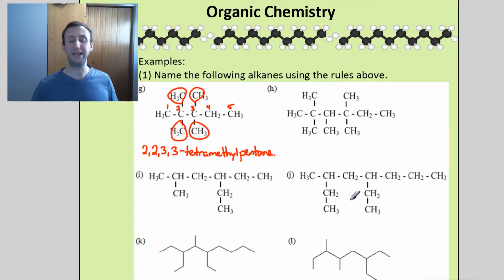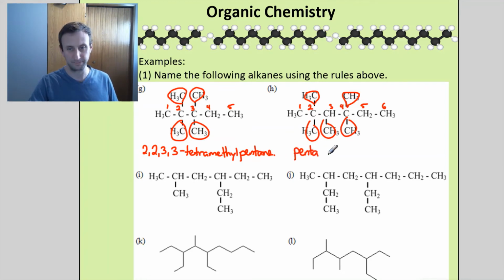Okay, why don't you give H a try? It's similar, and see how you do. So for H, I've got 1, 2, 3, 4, 5, 6. Again, going left to right gets me branches on 2, which is better than right to left. So I have a methyl, a methyl, a methyl, a methyl, a methyl. So many methyls. I have pentamethyl. 5 methyls. So penta, which is the same prefixes we use for molecular compounds, right?